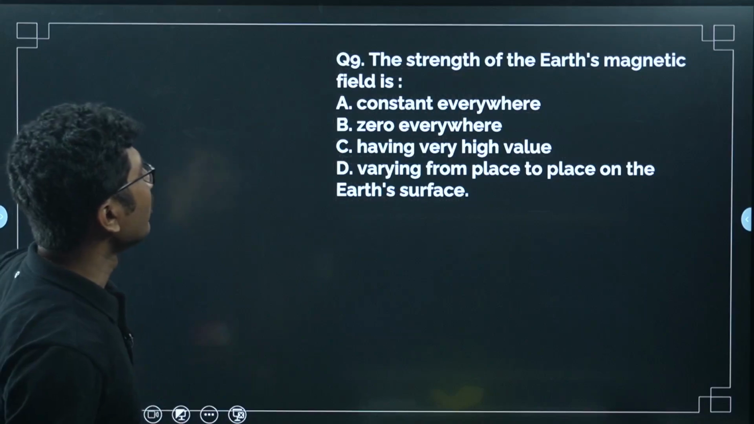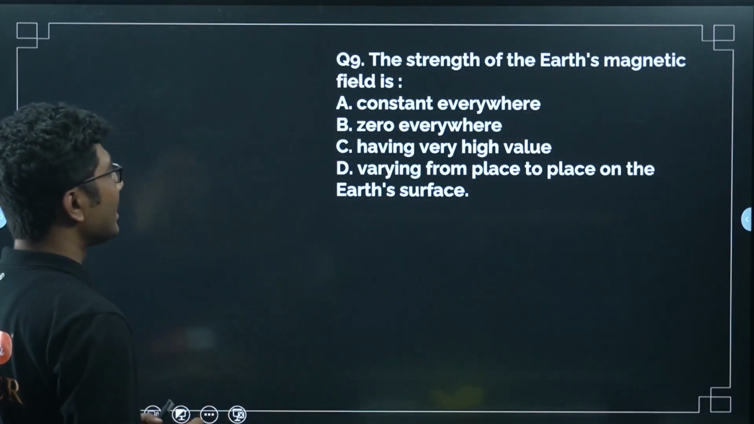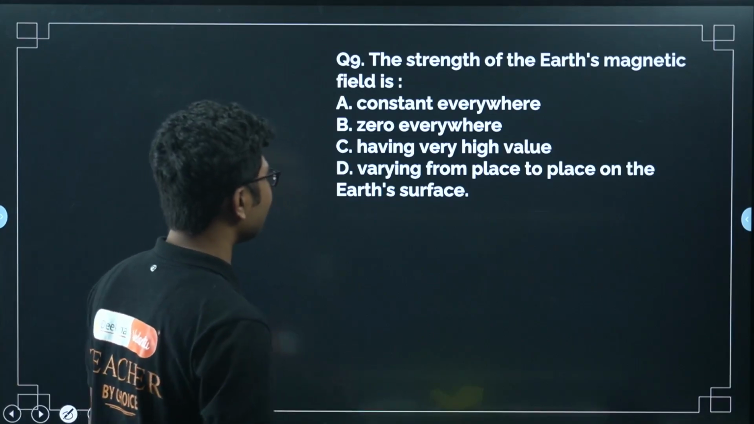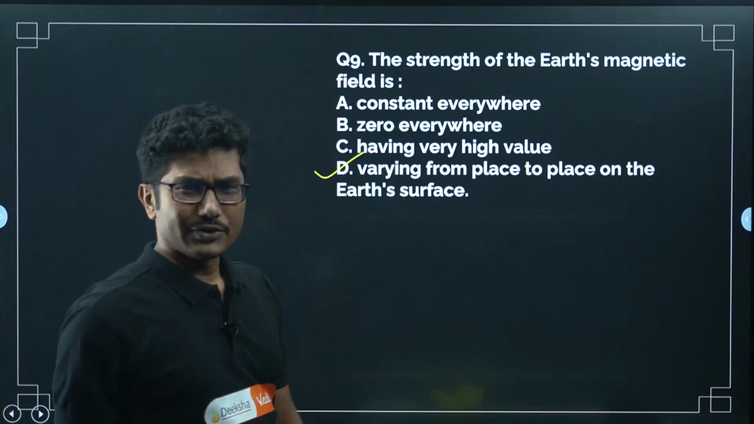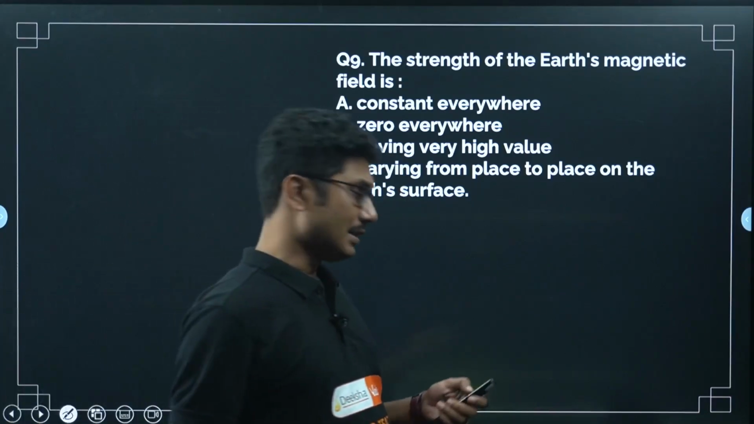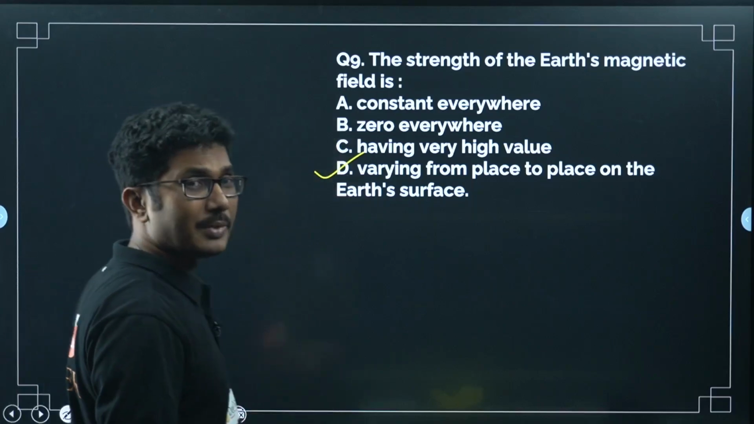Now let's move on. The strength of the Earth's magnetic field is constant everywhere, zero everywhere, having very high value, or varying from place to place on the Earth's surface. This is a very easy question. This chapter, the Earth's magnetic field, used to be an easy part, but now it is no longer part of the syllabus, but this question may still come.